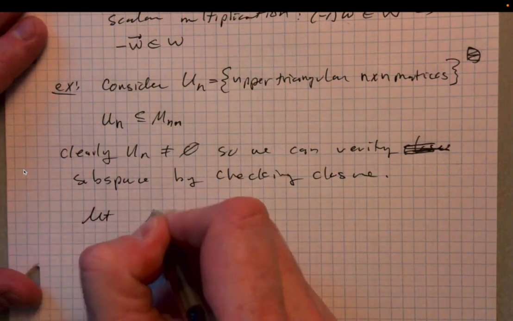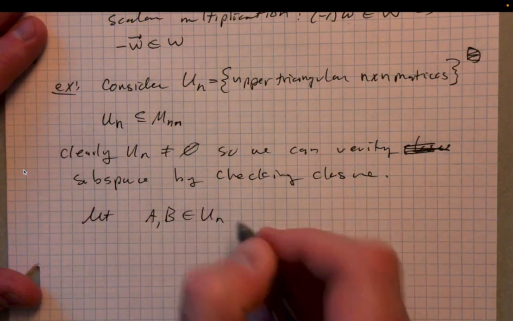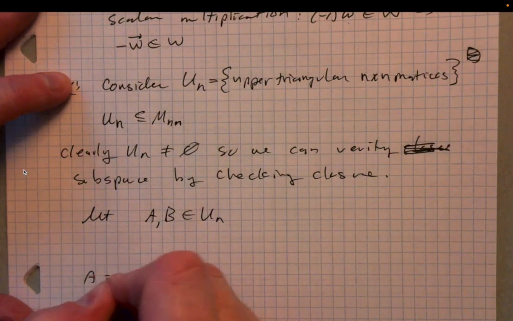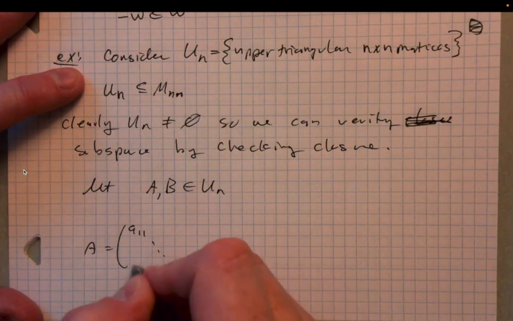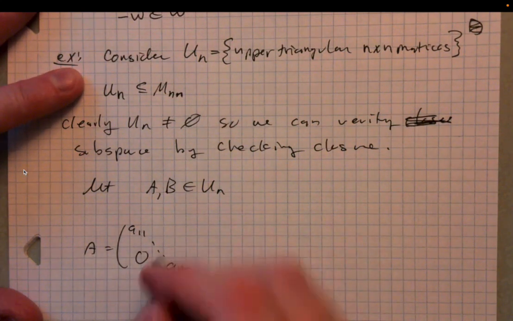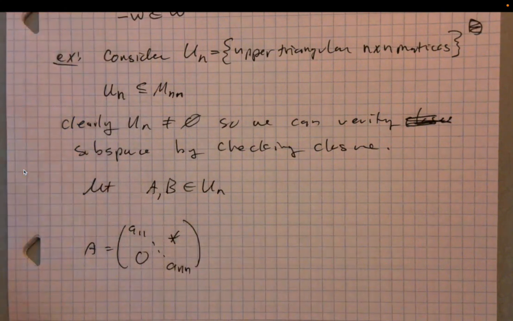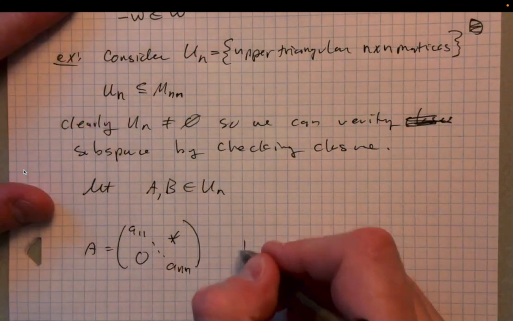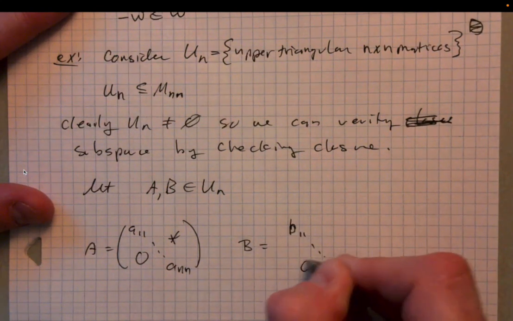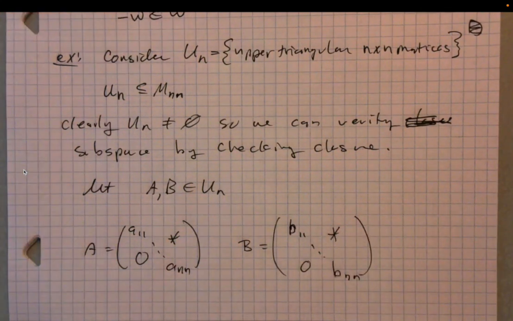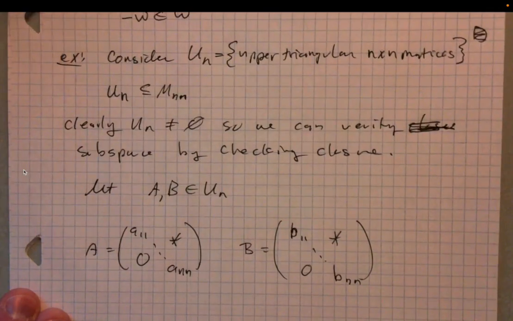So let A and B be in U_n. We'll write them out here, just so we can remember what this looks like. A is a11 dot dot dot a_nn, and it's 0 below the diagonal and 0 or non-zero, whatever the case may be, above the diagonal. Same for B. We'll write b11 through b_nn, 0 below the diagonal, and whatever above the diagonal. This is what the elements of U_n look like. Let's take vector addition first.